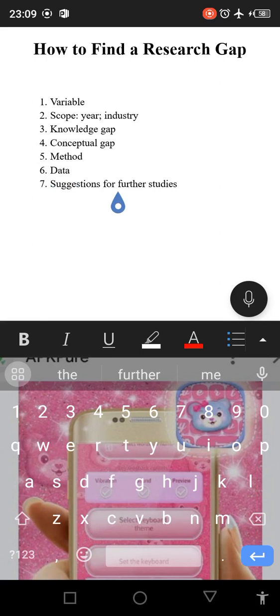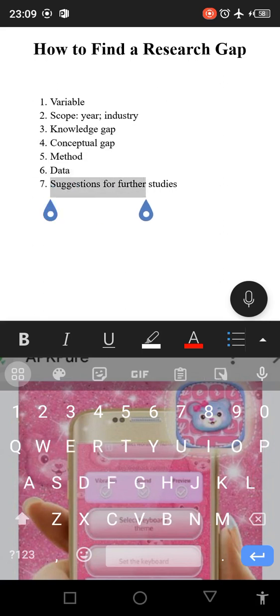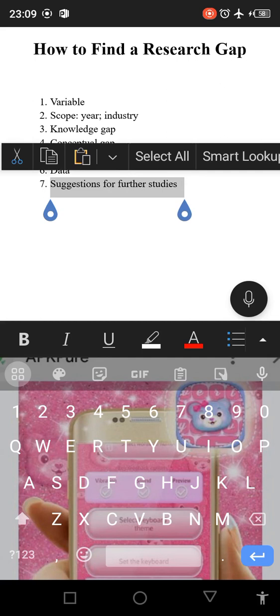Alright, let's continue. The last one that we want to discuss is suggestion for further studies. Not all literatures often consist of this. Most of the time, literatures that bring up suggestion for further studies are mostly conceptual literatures. What do I mean by conceptual literatures? These are literatures that do not make use of scientific method to analyze their data.